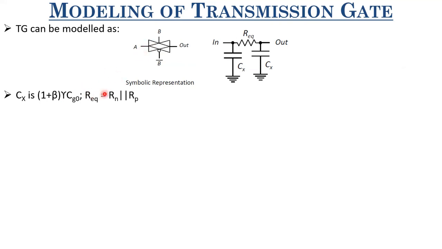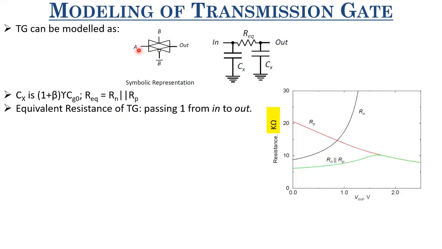And what is R equivalent? Since these two MOSFETs are in parallel, R equivalent is basically the parallel combination of the resistances offered by these two MOSFETs, right? So R equivalent is simply Rn parallel Rp, and Cx is 1 plus beta gamma Cg0. Now let us look at the equivalent resistance of this transmission gate when we are passing a 1 from in to out. Here the input is going from 0 to 1.